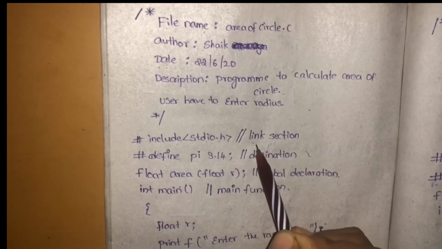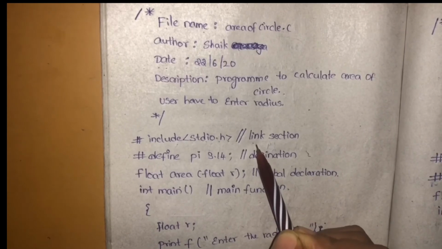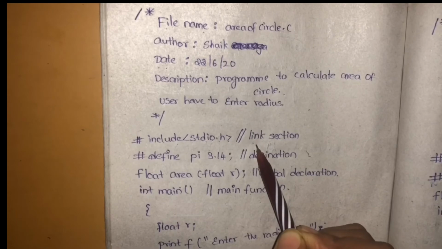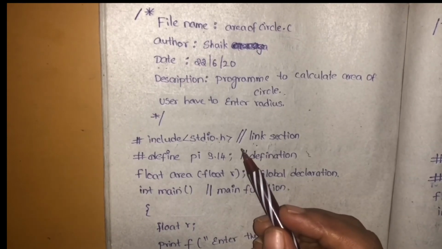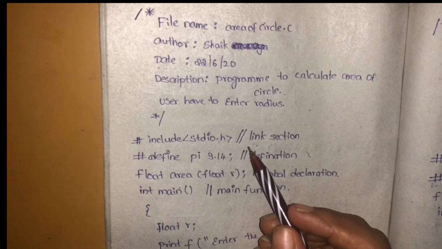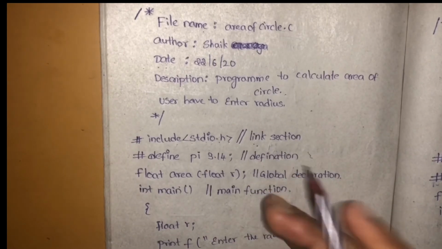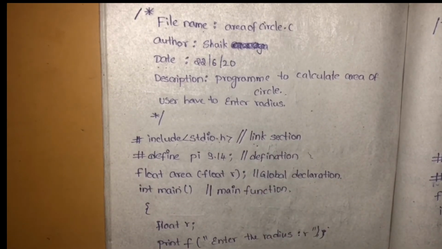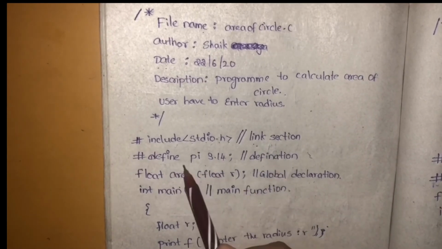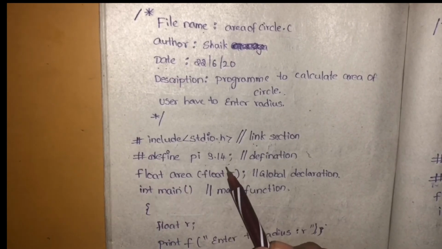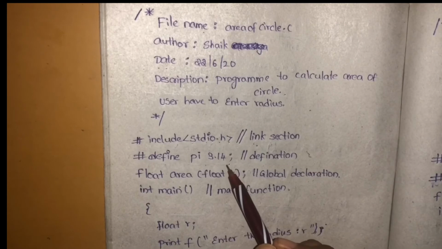This link section tells the compiler to link the header files to the standard libraries. Libraries are of many types, and we'll discuss them while doing the program. Header files are where groups of functions are stored in different files. Those files are nothing but header files. The link section tells the compiler to link the header files to the system libraries. The definition section is where we define some symbolic constants. Those are numeric, character and string constants.